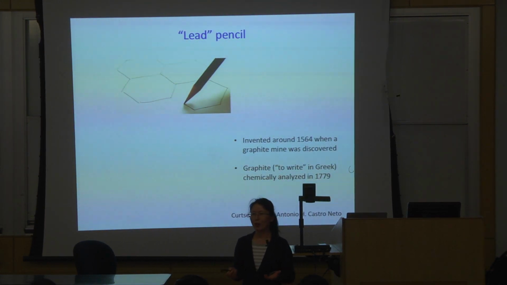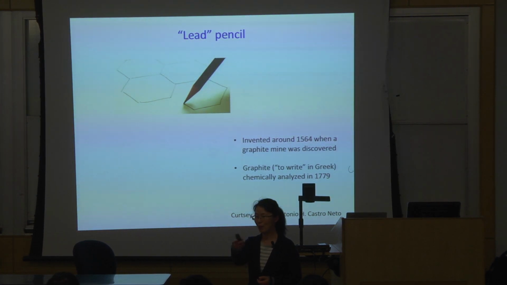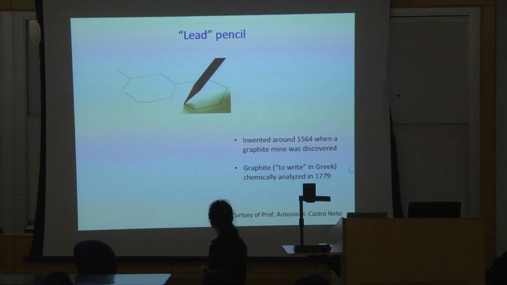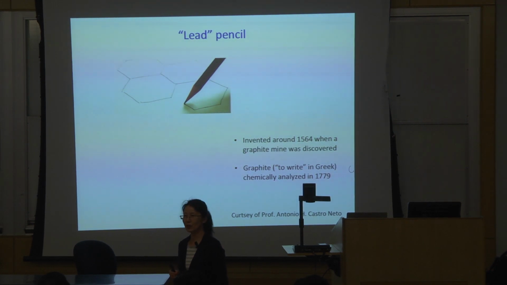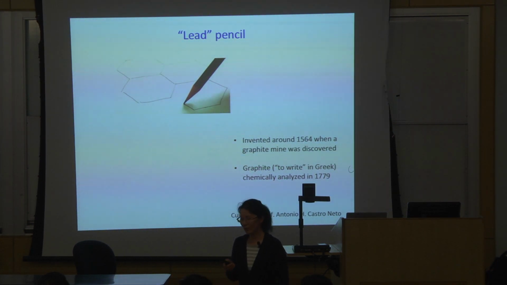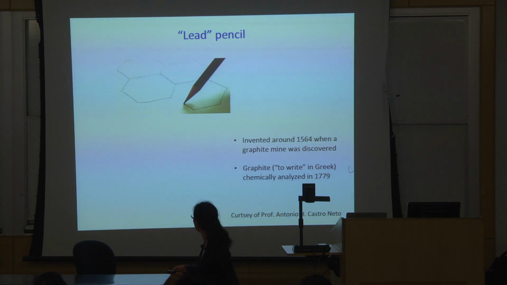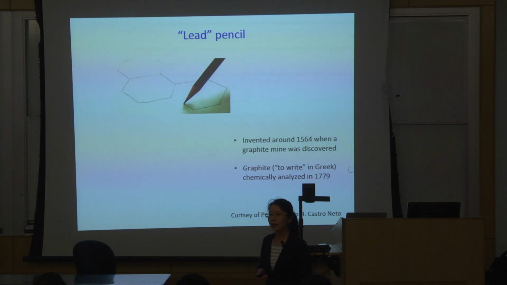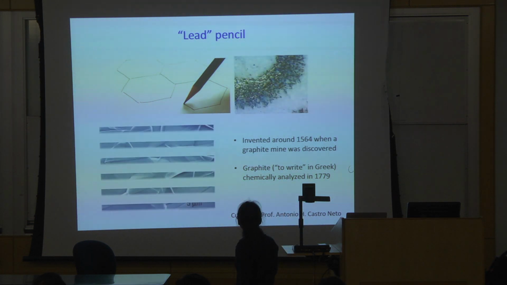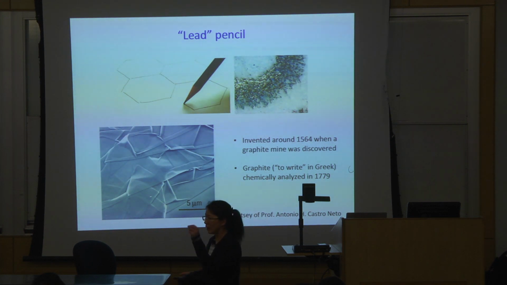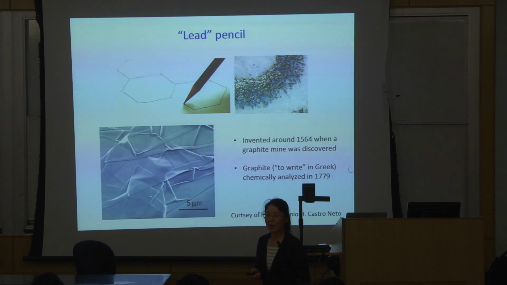So before the invention of all the electronic gadgets, iPad, I see a bunch here, we used to write and paint using something called a lead pencil, but it's not made of lead, right? So later we learned this is made of graphite, which means to write in Greek. And the reason why we can use a graphite pencil to write is because when the pencil touches the paper, it leaves a bunch of debris behind.